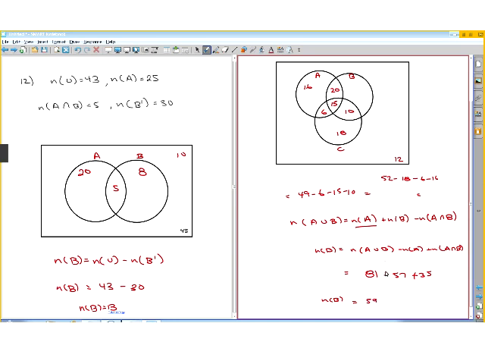59. And we've got these already taken care of, so we subtract 20, we subtract 15, we subtract 10, and we get 14. And so that's the final answer. Okay, so we're going to stop there.